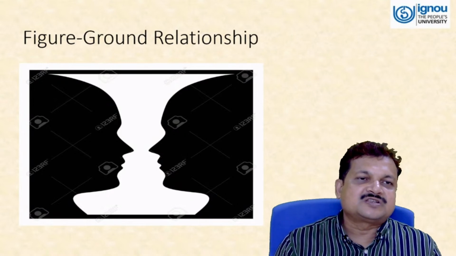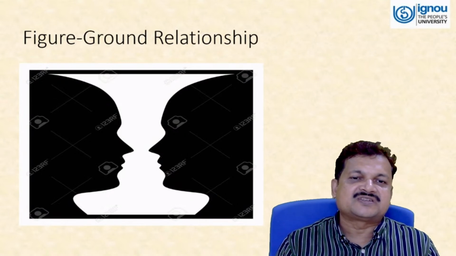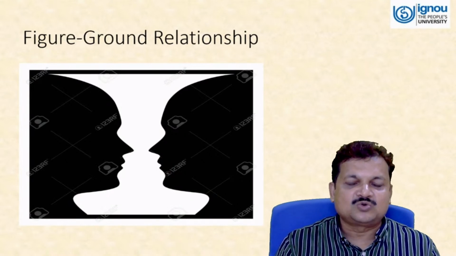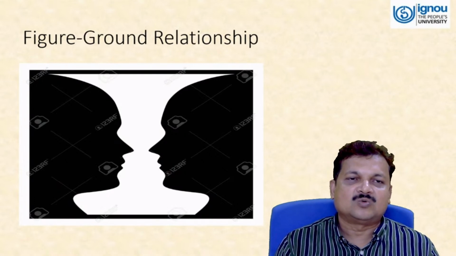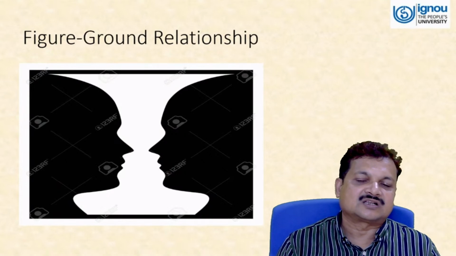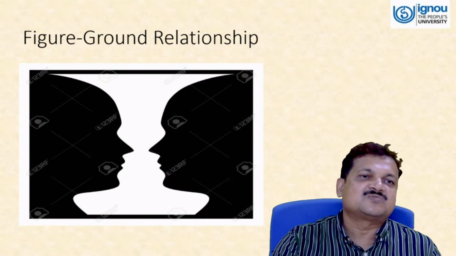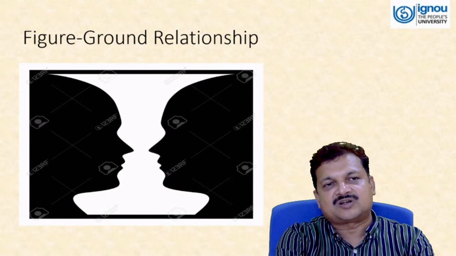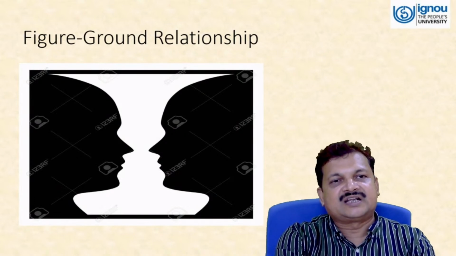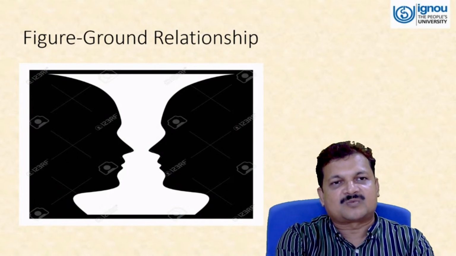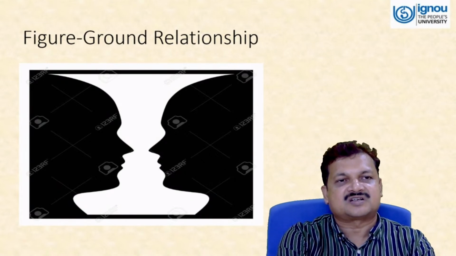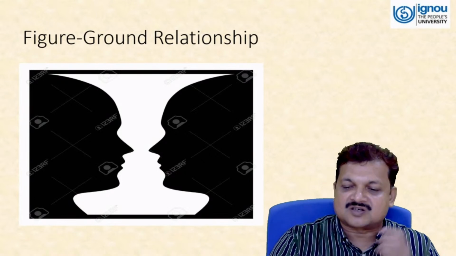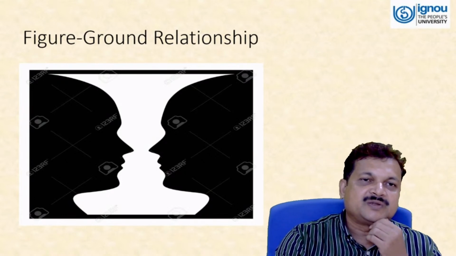But when you consider only the ground, you see two faces facing each other, two similar faces. So two things come from the same picture. If you consider the figure, one thing will come; if you consider the ground, another thing will come. People often use this in advertisements, and in retail they also keep the product in such a manner that people see it nicely and understand that one thing comes from the ground and another from the figure.